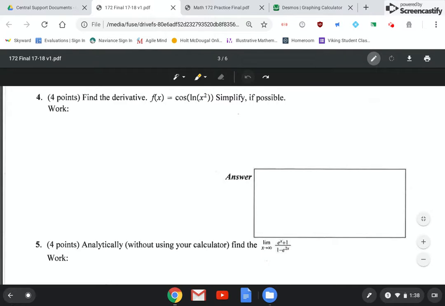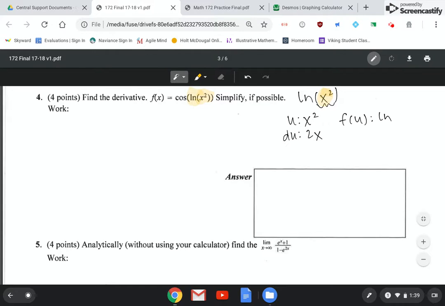So start with the inside, just like you would with a composite function. Start on the inside, so let's find the derivative of just that. The derivative of ln of x squared. Well, u is definitely what's on the inside. So u would be x squared, which would make du 2x.